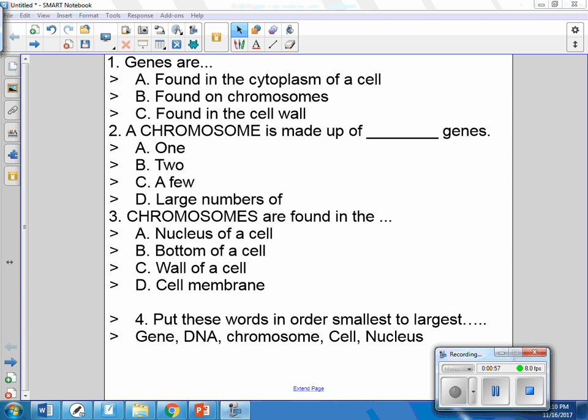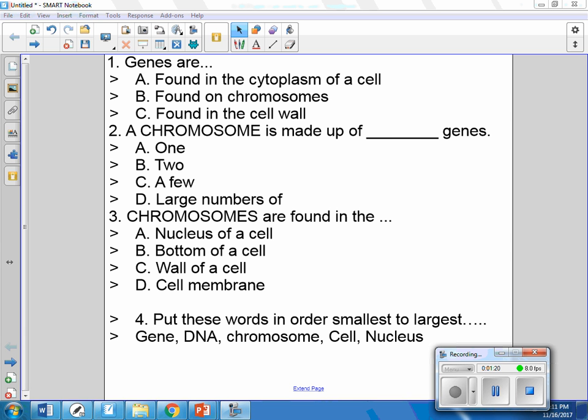Try not to use your notes. If you have to, it's okay, because the test isn't for another 2 weeks. December 1st, I think the test is. So you have a little bit of time. Gene, DNA, chromosome, cell, and nucleus. If you can't read the board because it's low here, I've also written it on this board up here so you can use those as well.